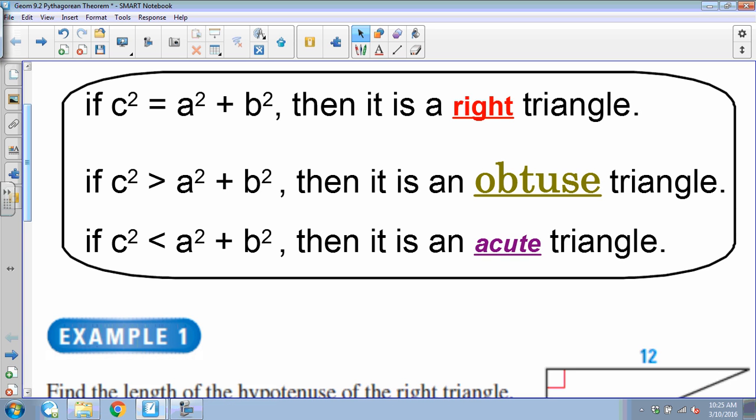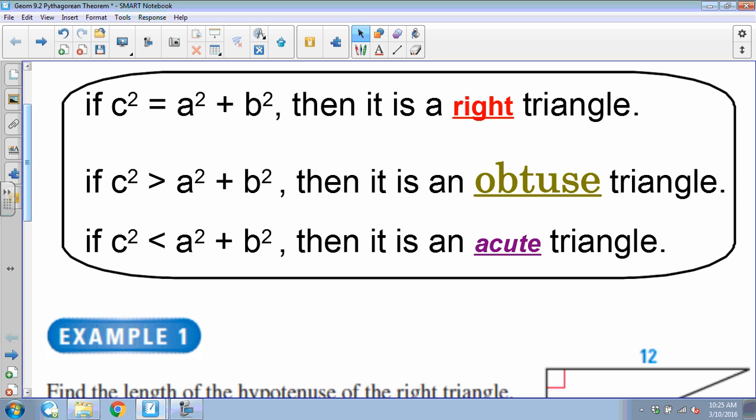Find lengths of missing sides of triangles, right triangles using the Pythagorean Theorem. We're going to look at the sides of a triangle and decide whether it's a right triangle, obtuse, acute, or neither, meaning it's not a triangle at all, okay? And I put some rules up here.